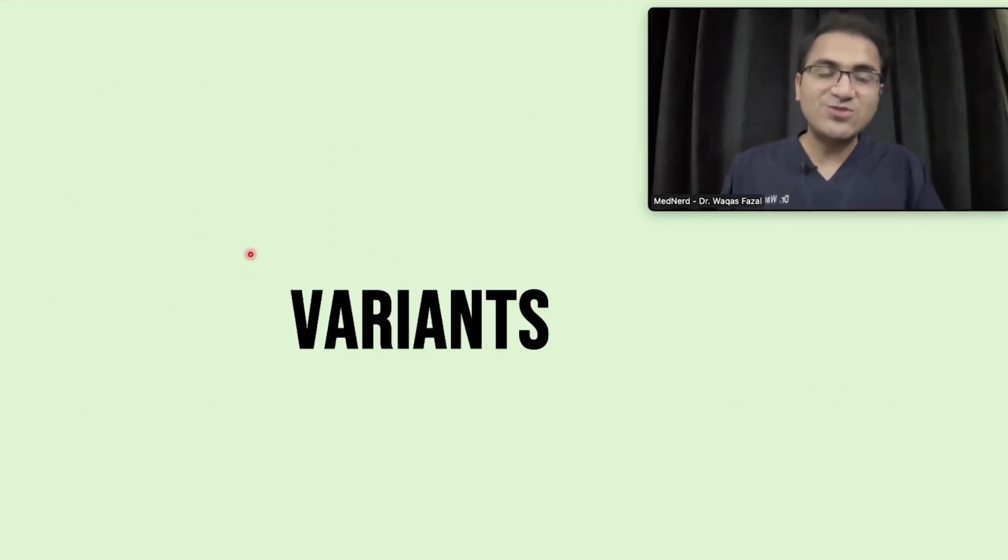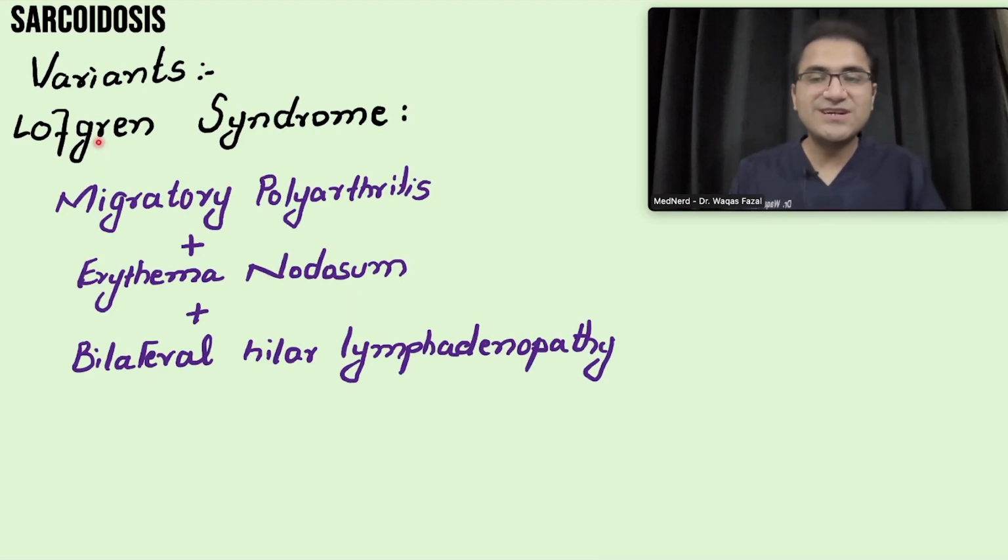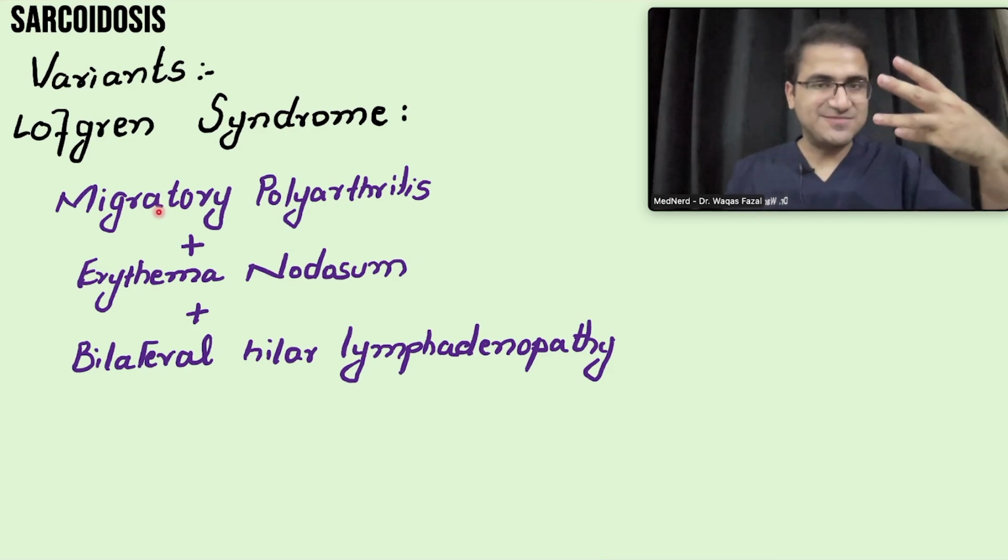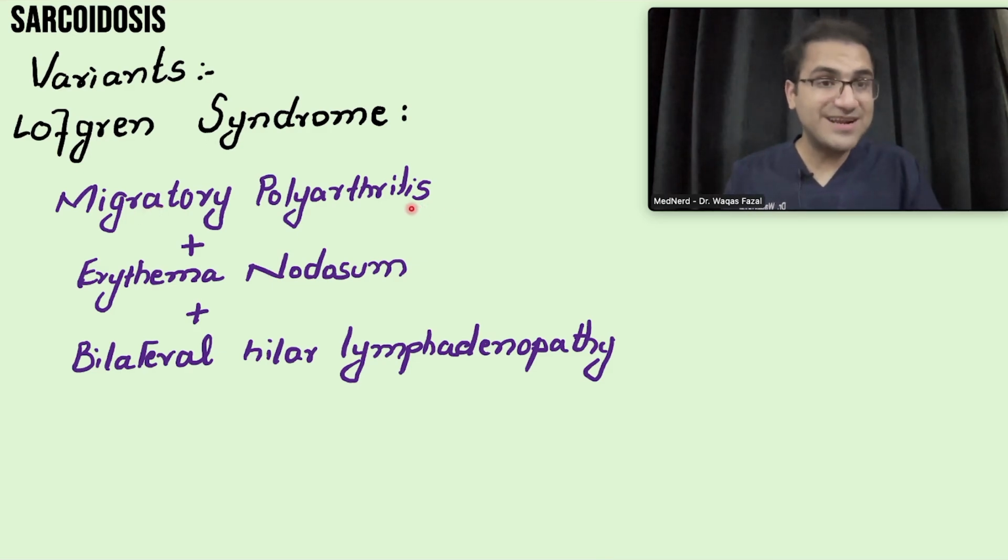Now sometimes you will also be tested about the variants of sarcoidosis. The variants of sarcoidosis include Löfgren syndrome. In Löfgren syndrome, there are three things: migratory polyarthritis that usually involves the ankles, erythema nodosum, and bilateral hilar lymphadenopathy. If you find these three things, this is classical Löfgren syndrome and it is a type of sarcoidosis.